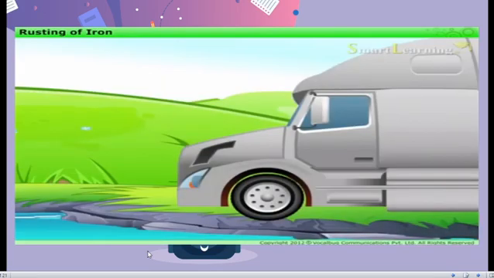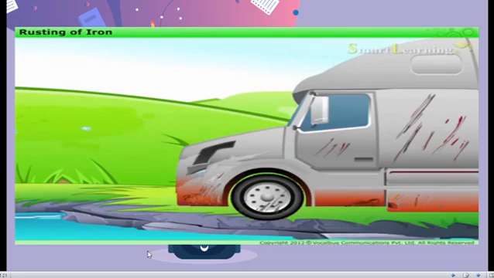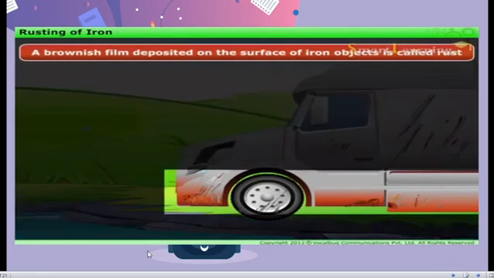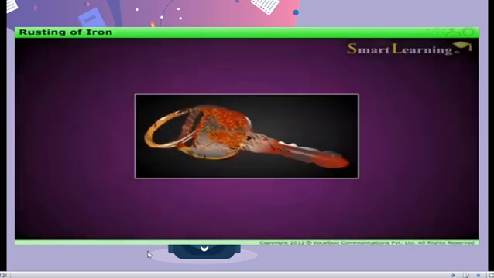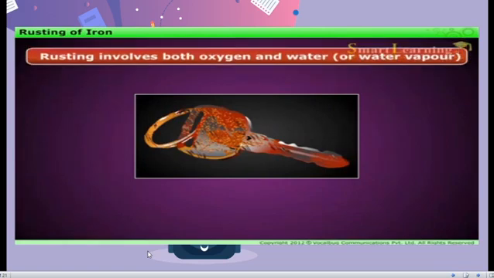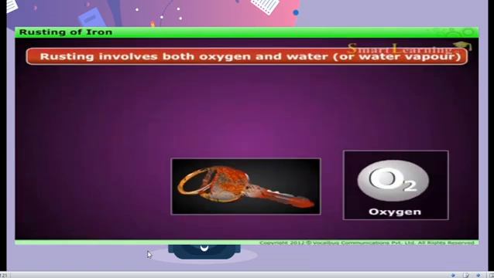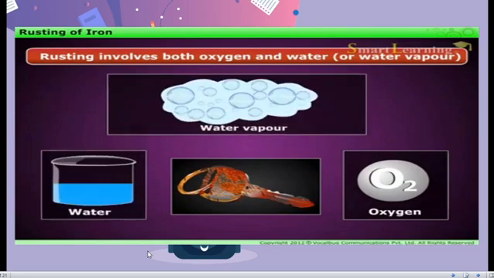Rusting is the most familiar change. When an iron piece is left in the open for some time, a film of brownish substance is formed. A brownish film deposited on the surface of iron objects is called rust. Now let us understand the process of rusting in detail. Rusting involves both oxygen and water or water vapor.